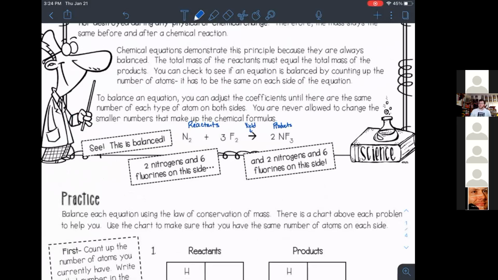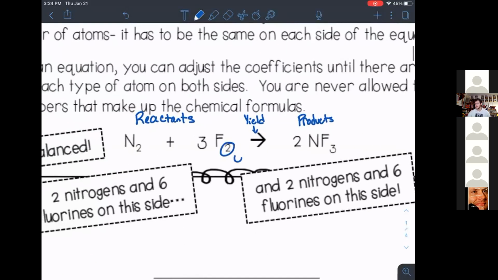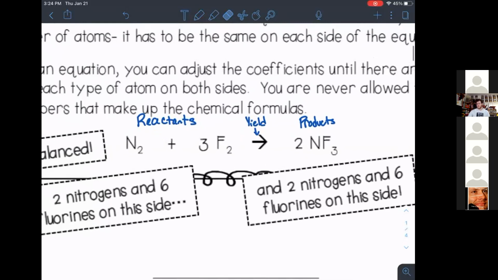To balance an equation, you can adjust the coefficients until they're the same number on each side, but you're never allowed to change the small numbers, those subscripts. So you can never just make this a 6. You can't change those numbers below. This cannot happen. It has to stay a 2. So you can't change the chemicals you have. You can change the amount that are present during that reaction, though.